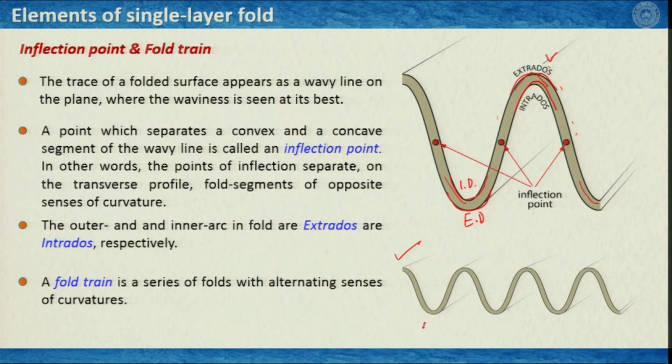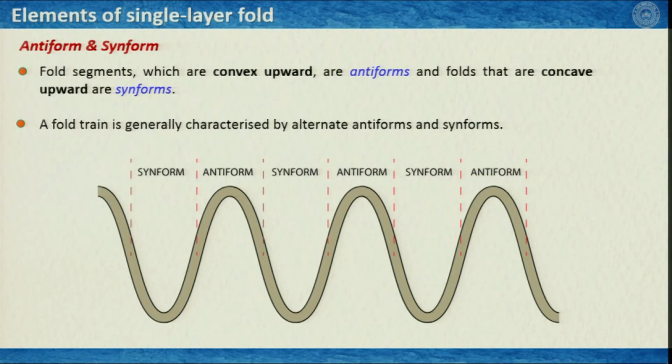So, here it is concave, here it is convex, here it is again concave, here it is convex, and so on. So, when this alternation happens, we call it a fold train in a single layer fold. Now, with this concept of inflection point, fold train, extrados and intrados, let us move to the next element.